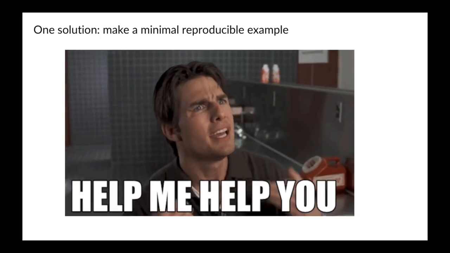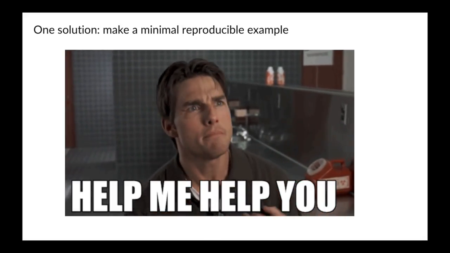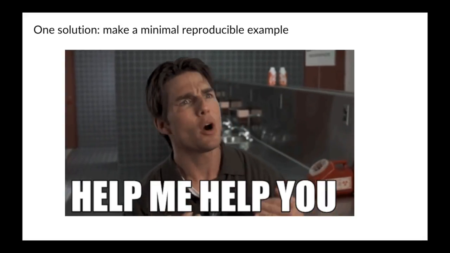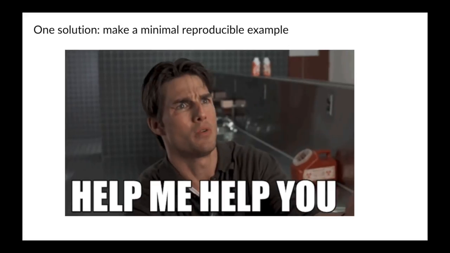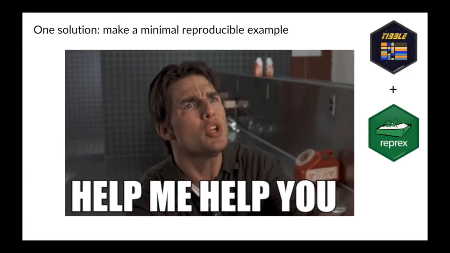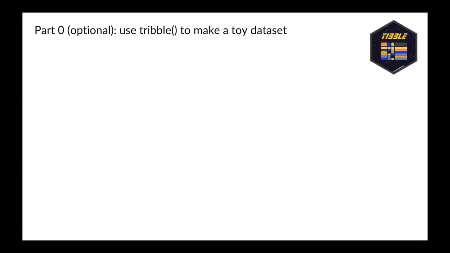So one solution is to make a minimum reproducible example. It's all about letting someone else help you. So when you have a question, make it as easy as possible for someone else to figure out what your problem is and give you a solution. And you can do this with the tribble package and the reprex package. So the tribble package is good because it has this function called tribble.